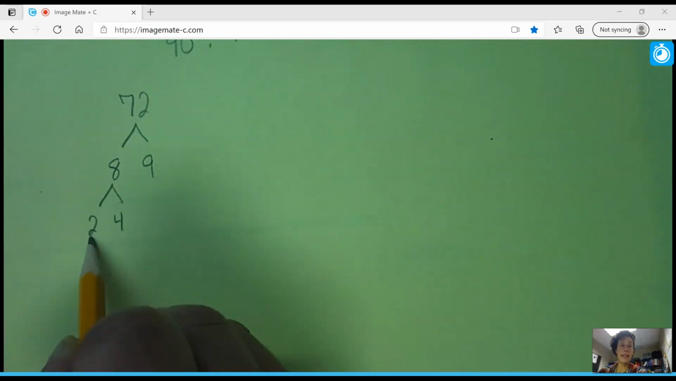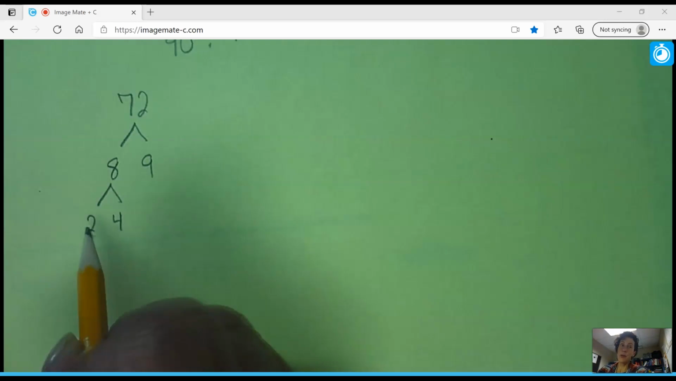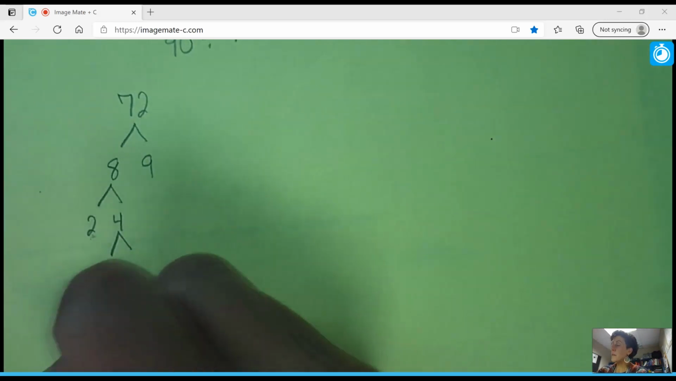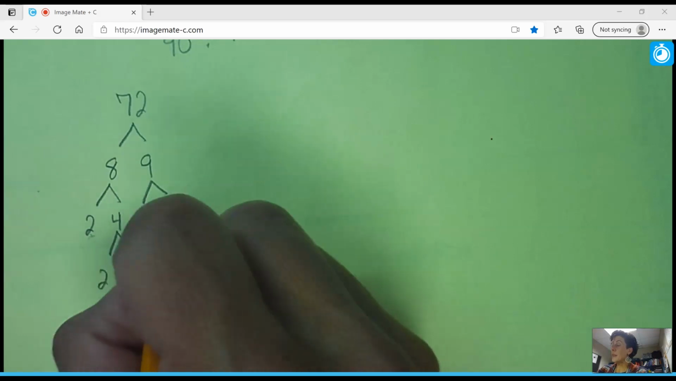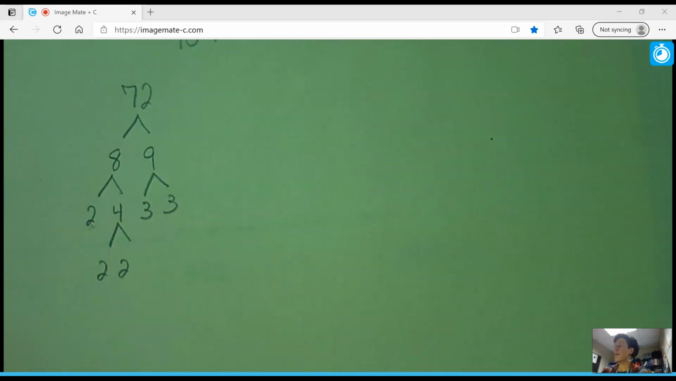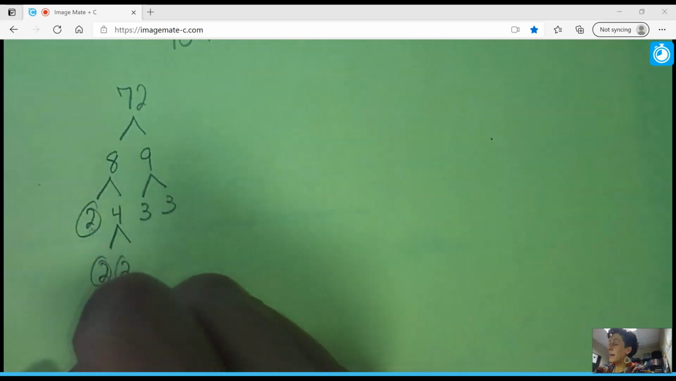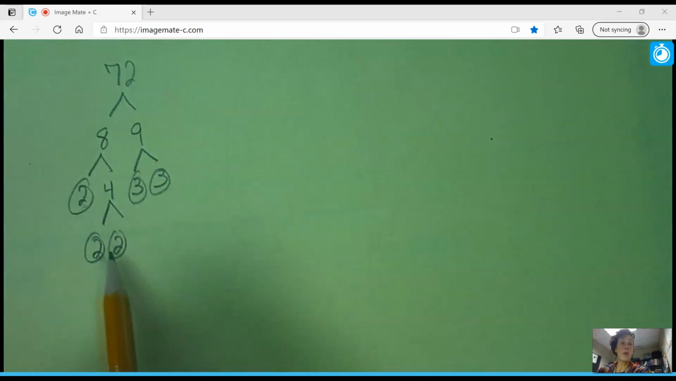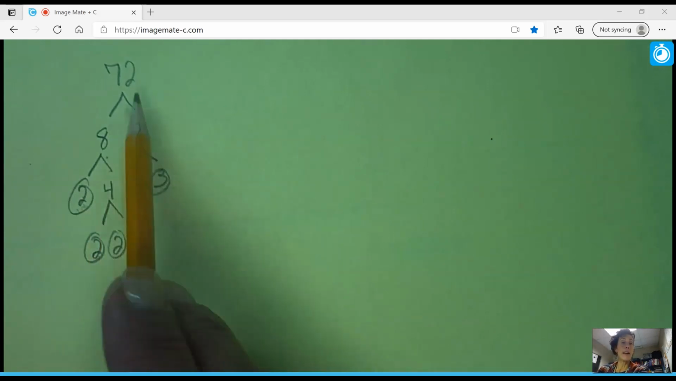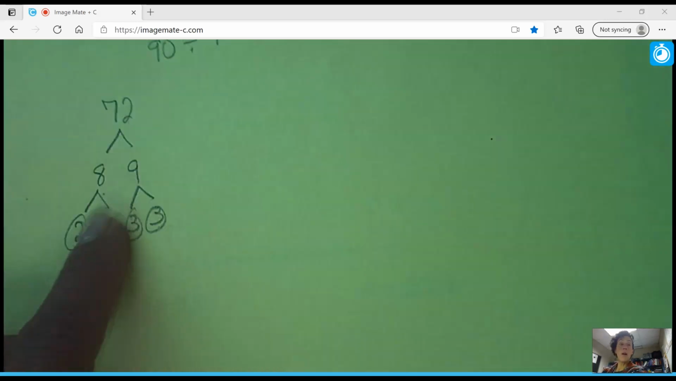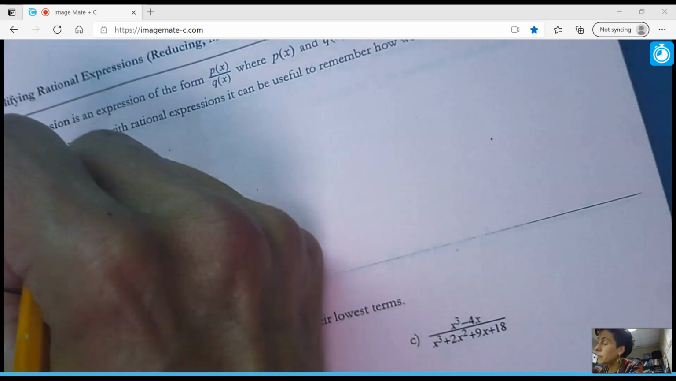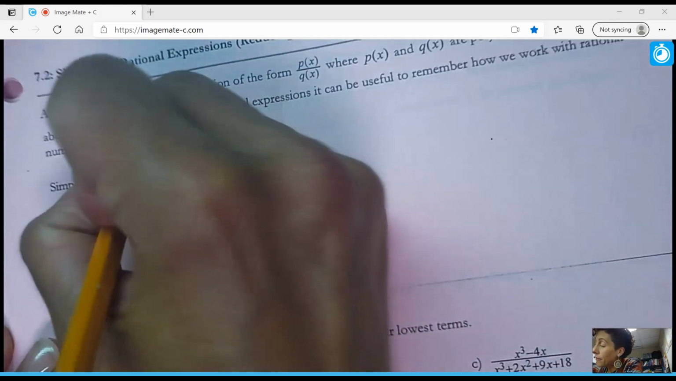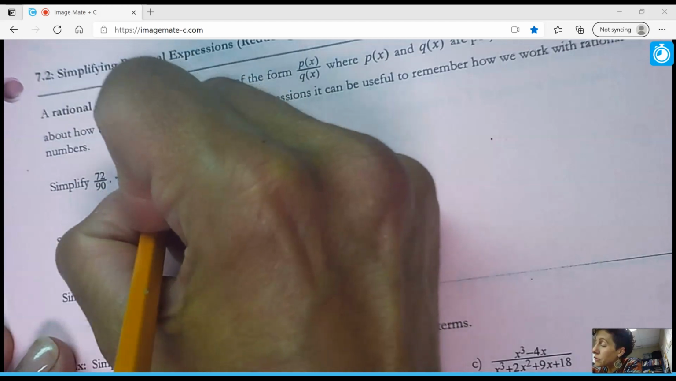2 can't be broken down anymore. It would just become 1 and 2, and that's just 2 again. But 4 can break into 2 and 2. And then I can take this 9 and break it into 3 and 3. This was called a factor tree because if you turn it around, it's supposed to look like a tree where it gets wider at the top. I'm going to take everywhere it ended, and if I multiply these numbers, 3 times 3 is the 9, 2 times 2 times 2 is 8, and I'll get back to 72. I'm going to write all these circled prime factors in for 72. So I have 3 2's and 2 3's.